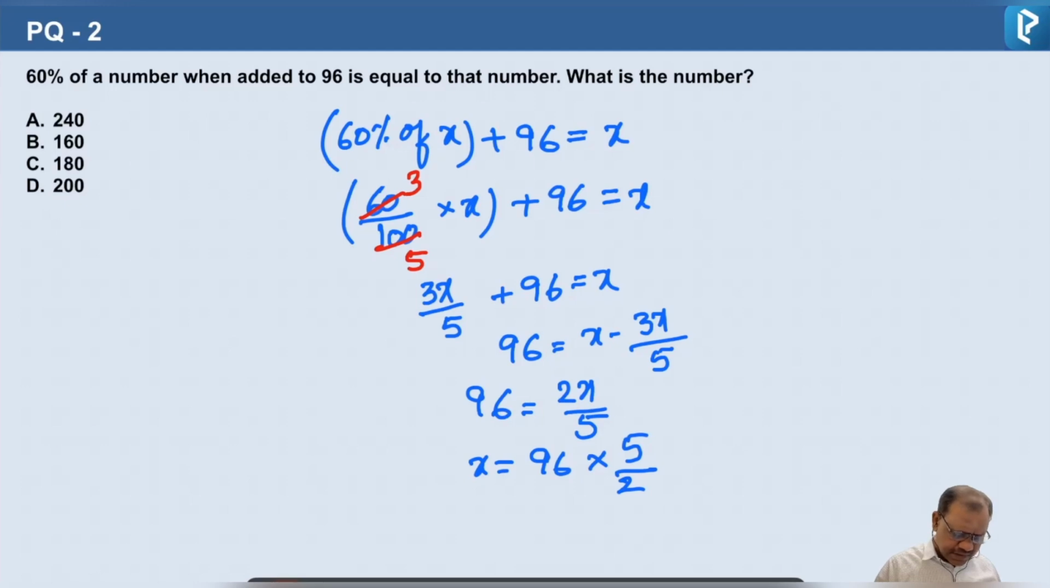If we cancel, 2 times 48 is 96, so that is 48 fives, which is 240. The number is 240. The correct answer is option A.